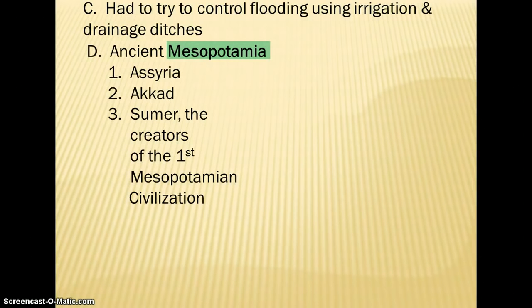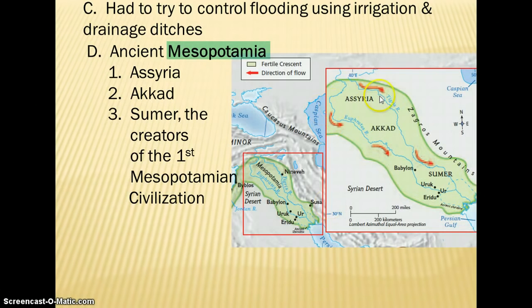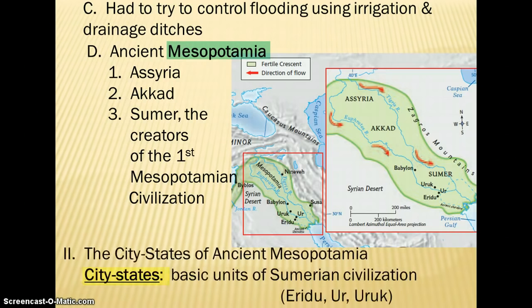Ancient Mesopotamia is divided into three regions: Assyria, Akkad, and Sumer. When you look at this map, you can see Assyria is in the northern portion, Akkad is in the middle, and Sumer is in the south. Sumer is the location of the first Mesopotamian civilization. In Sumer, you can see the city-states of Babylon, Uruk, Ur, and Eridu, and those are all city-states, which are independent regions that are really no larger than a city.